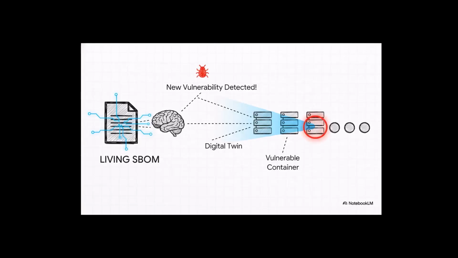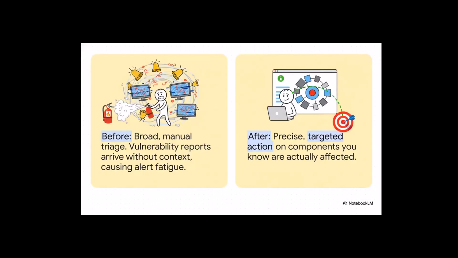But when you power that SBOM with a digital twin, it stops being a static piece of paper and becomes a living asset. It updates itself in real time. So when a new critical vulnerability is announced, you don't have to scramble and start a fire drill. The living SBOM can instantly tell you, hey, that vulnerable thing, it's running right here. And this just brilliantly shows you the practical outcome. You go from the chaos of before, getting some vague alert and having to manually figure out if you're even affected, to the calm, focused precision of after. The system tells you exactly which project is exposed so you can take immediate targeted action. No more guesswork.